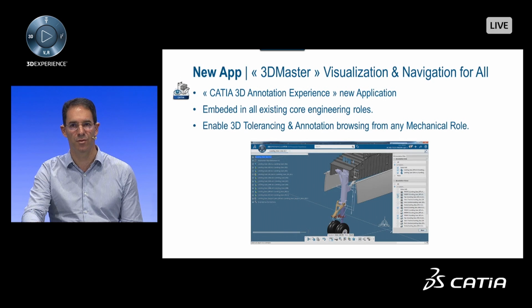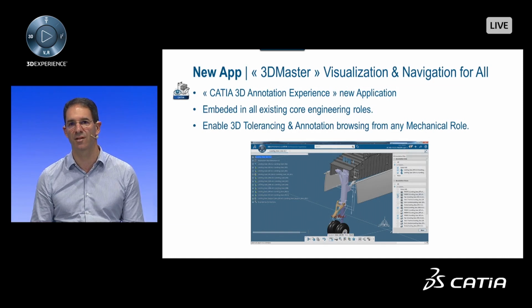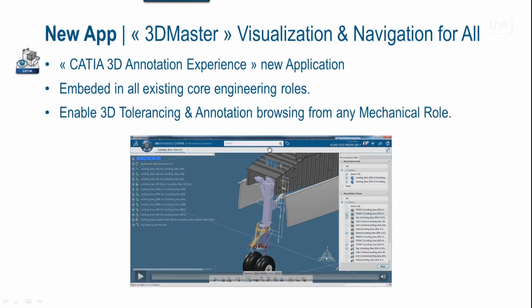Besides, we introduced a new 3D master application called CATIA 3D Annotation Experience. And this app is available for everyone in any mechanical design role. And it enables you to browse and to filter the existing manufacturing information annotations that you may have in your 3D models. So let's have a look at a video.